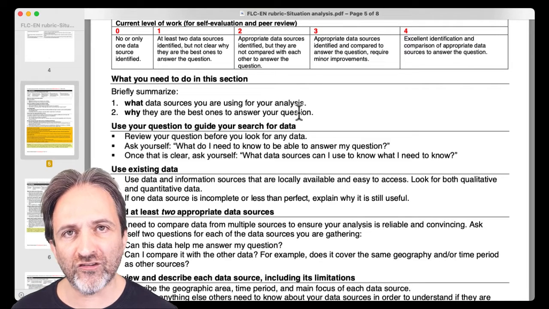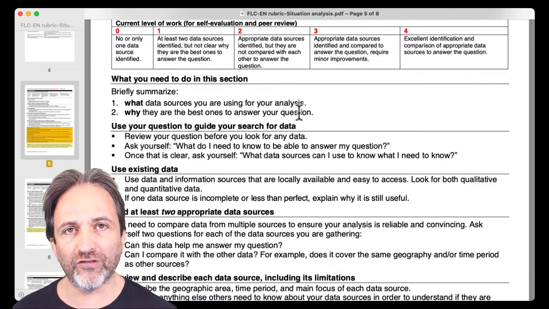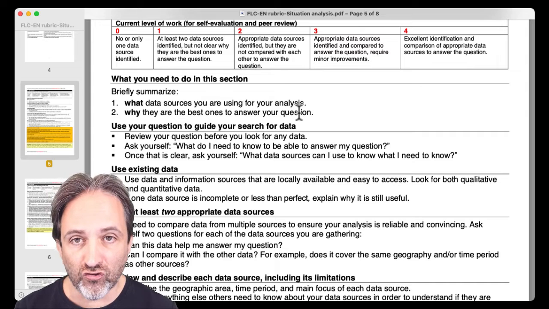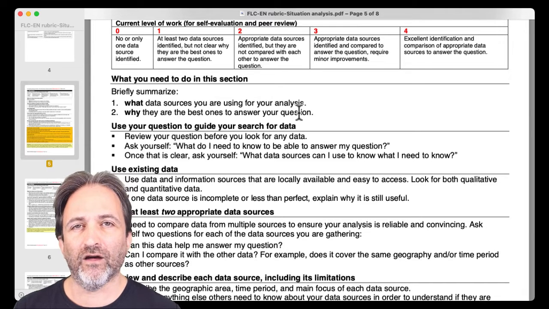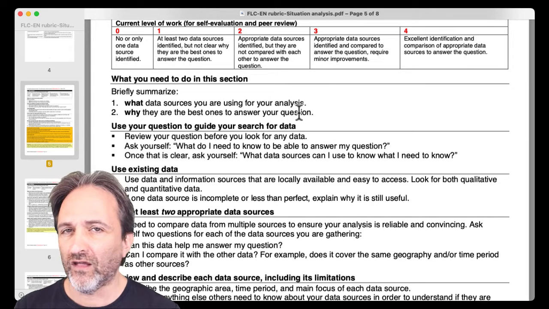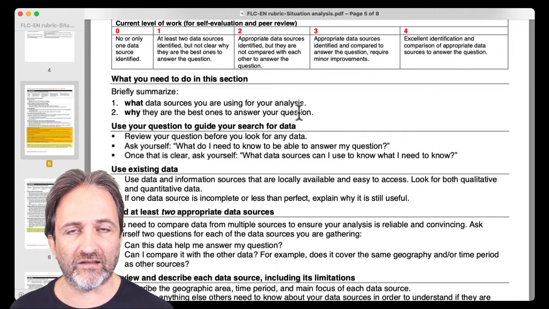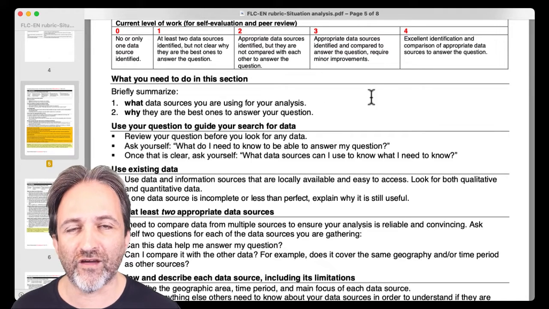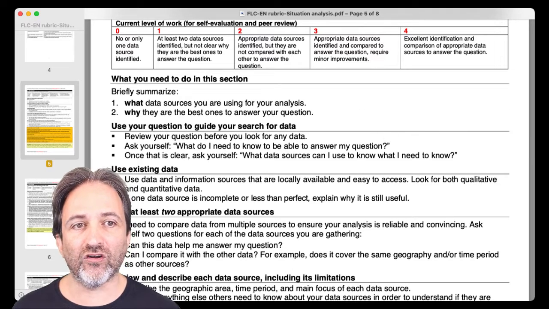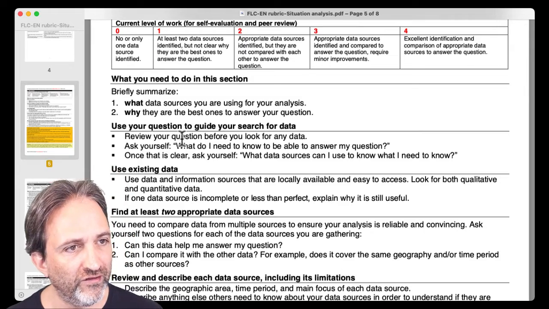And then where I would challenge you is to think beyond the easily available national level data that you may have access to, and to look at things that you can do in your local area, things that you may be able to count, access registers, access other kinds of data records, and use that locally available data as a data source, and describe it as such in your situation analysis.